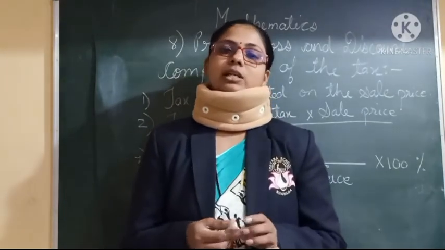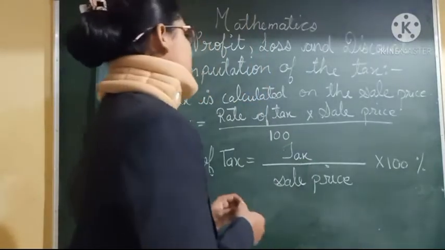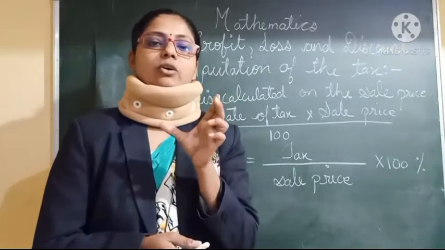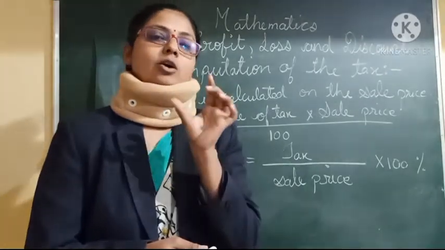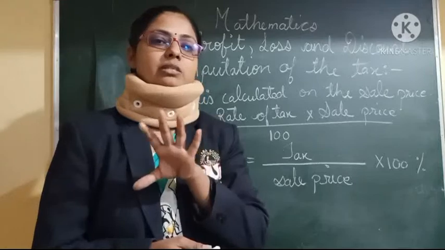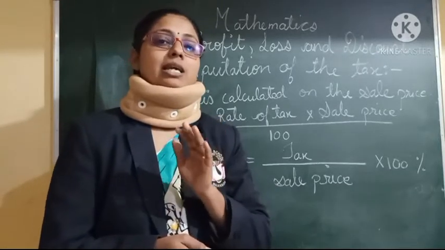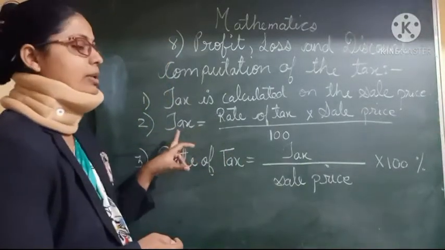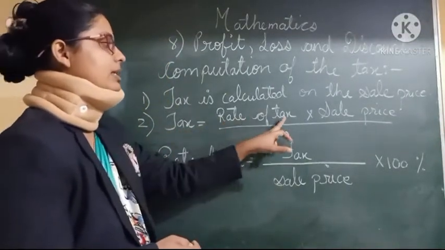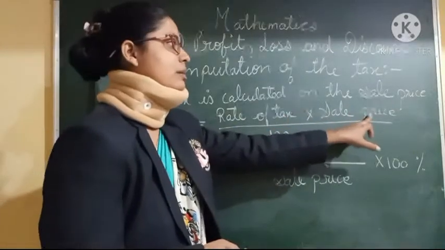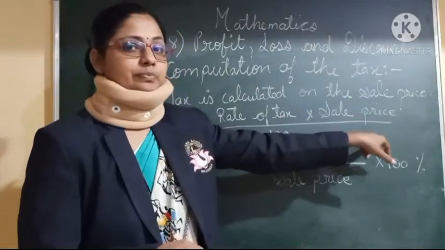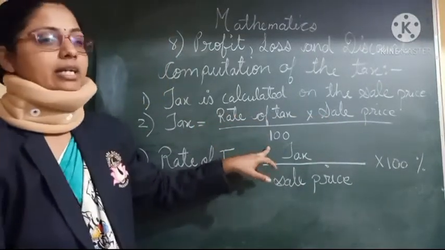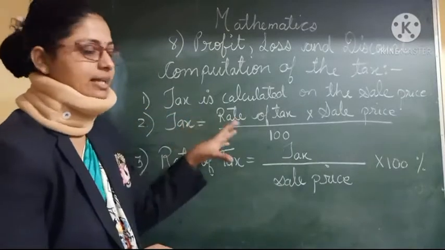So tax can be calculated in a few ways. Mostly tax is calculated on the sale price. Whatever the sale price of any of the goods or commodities is, on that basis the tax is mostly calculated. Then, the second point: tax can be calculated in this way. Tax equals rate of tax multiplied by sale price, divided by 100. So there we will get the value of tax.